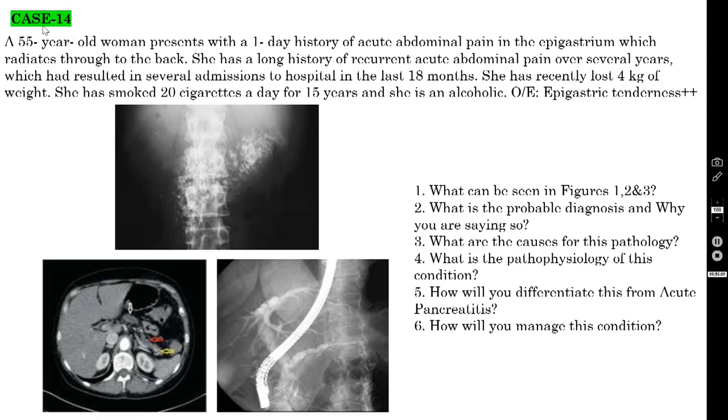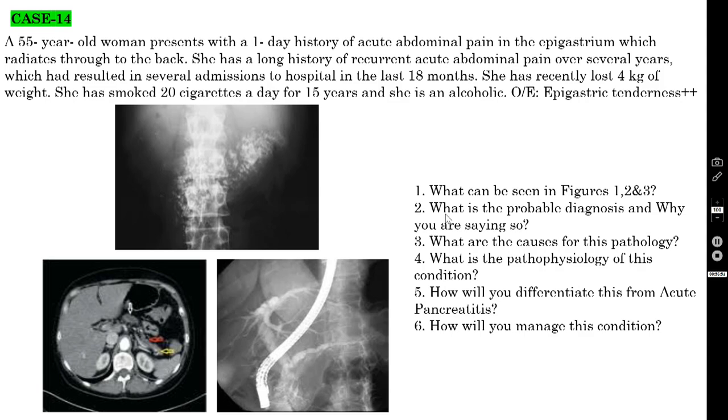Case number 14. A 55-year-old woman presents with a one-day history of acute abdominal pain in the epigastric region, which radiates through to the back. She has a long history of recurrent acute abdominal pain over several years, which had resulted in several admissions to hospital in the last 18 months. She has recently lost 4 kg of weight. She has smoked 20 cigarettes a day for 15 years and she is an alcoholic. On examination, epigastric tenderness is positive. And these are the three investigation pictures you are seeing here.